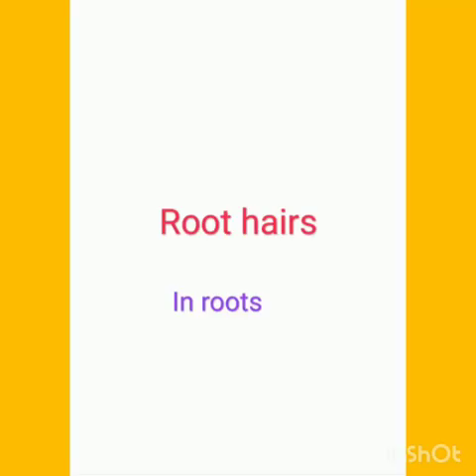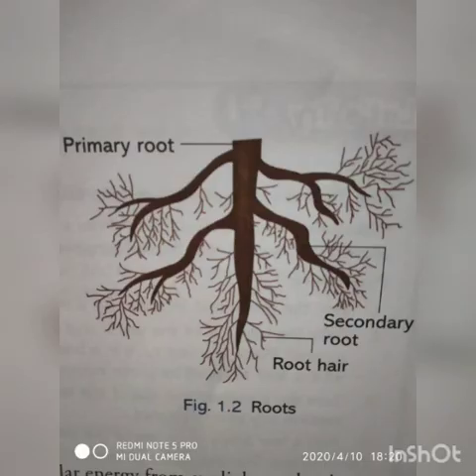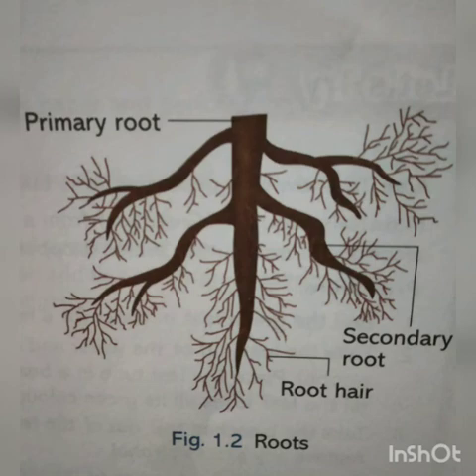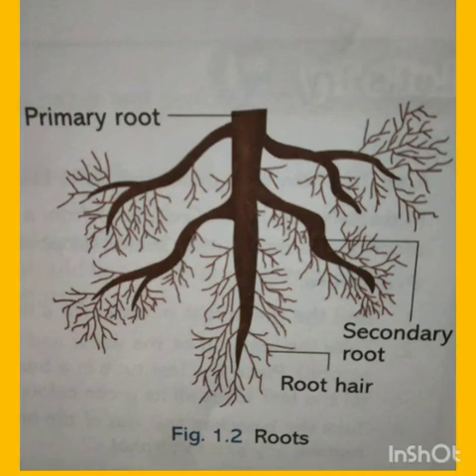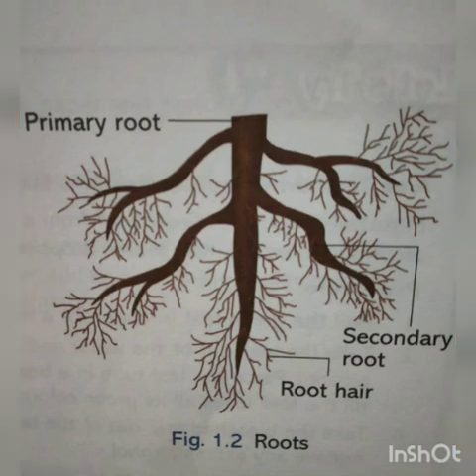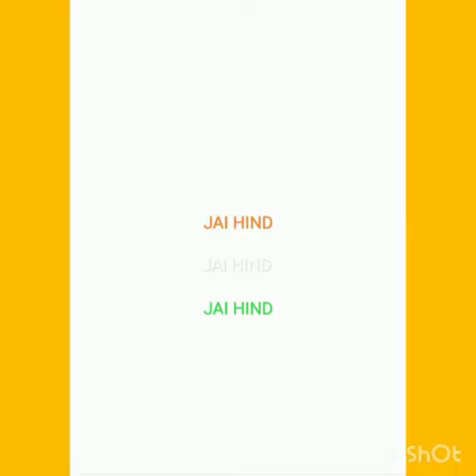Next is the root hairs. Root hairs are obviously in roots. As you're able to see on the screen, so many tiny hair-like structures are there on the primary roots and on the secondary roots. These hairs available on the roots help in the breathing of the root. They help in the gaseous exchange for the roots. So we have discussed the three parts which help in the gaseous exchange of the plants.